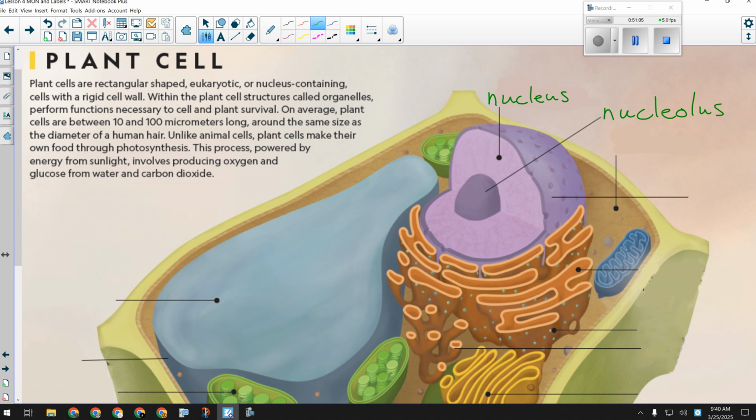All right, around the nucleus is a special membrane. And it's called, oddly enough, the nuclear membrane.